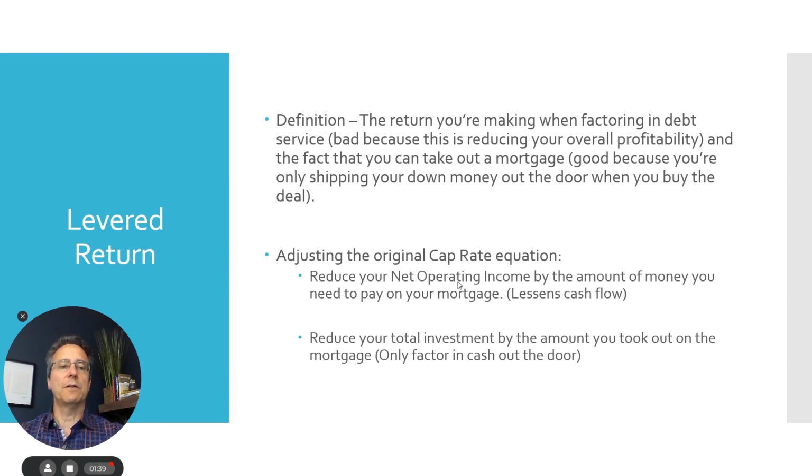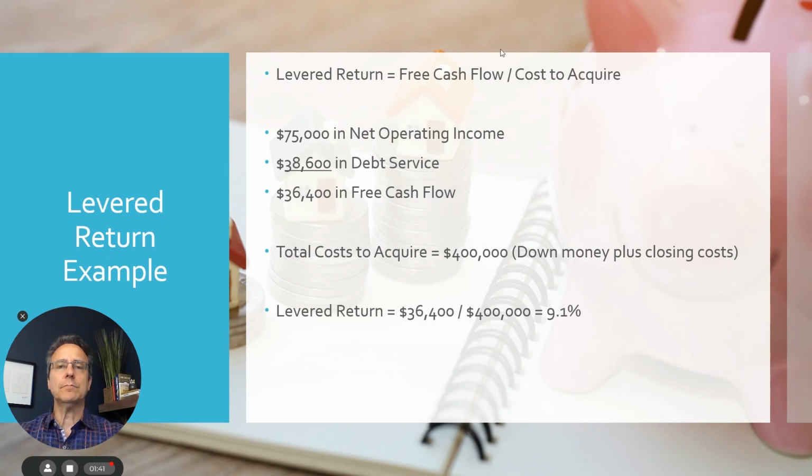So if we look at an example of that, back to our initial property, the $1 million property, we'll look at levered return as free cash flow over the cost to acquire. So same $75,000 in net operating income, but let's say that your mortgage requires mortgage payments of $38,600 a year. That's $36,400 in free cash flow. So that's your actual cash coming in the door.